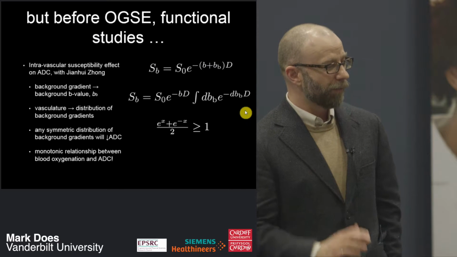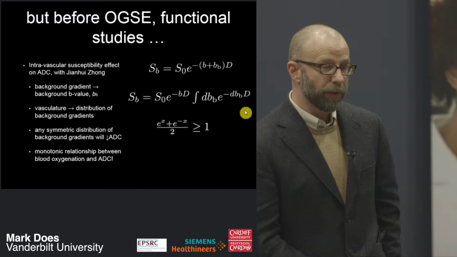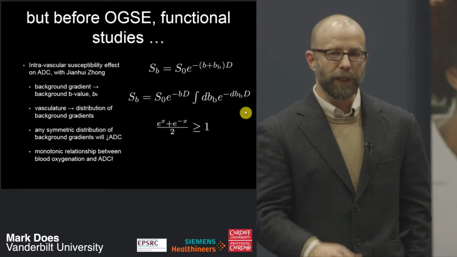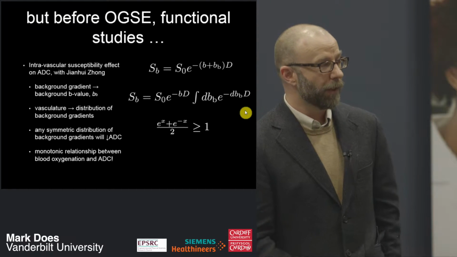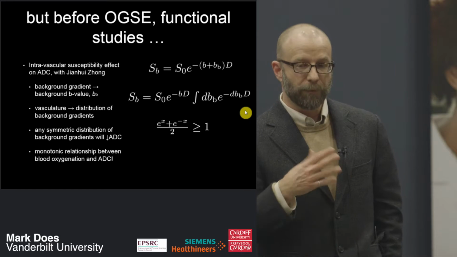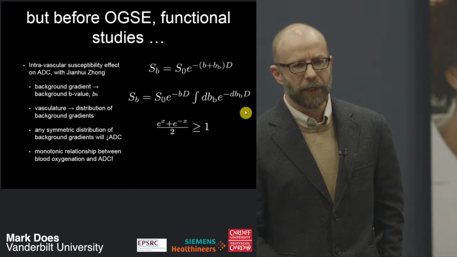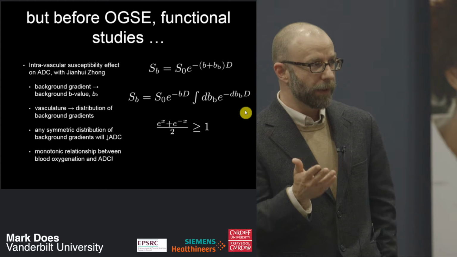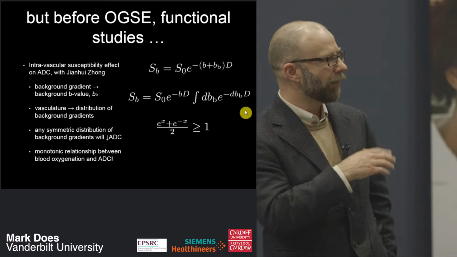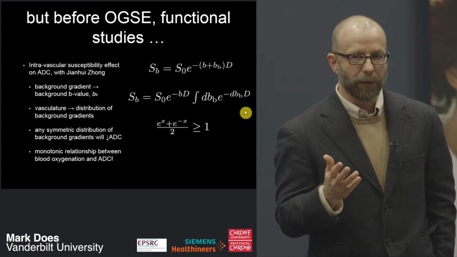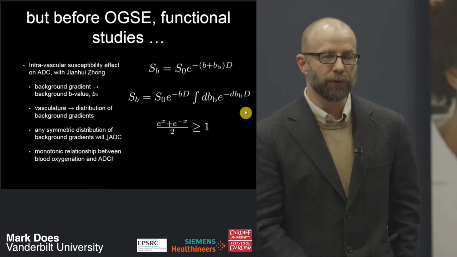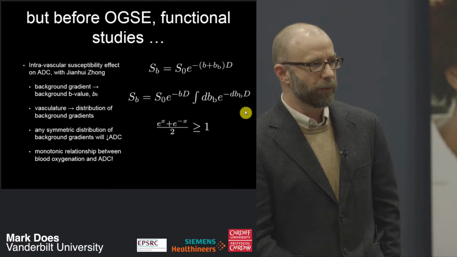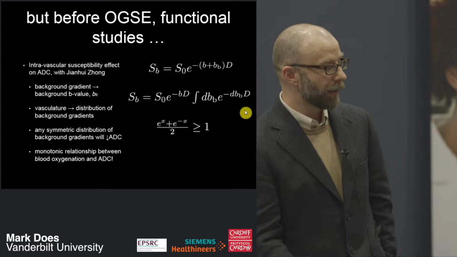I also got involved in a functionally related study with Jianhui Zhang. I'm not going to go through the details of this, but he and Sharmila Majumdar had written up some papers just before my arrival, or within a few years, talking about the effect of intravascular susceptibility on diffusion measurements, the idea being that if you have a distribution of background gradients, it will reduce your apparent diffusion coefficient, and you should end up with this monotonic relationship between blood oxygenation and ADC.